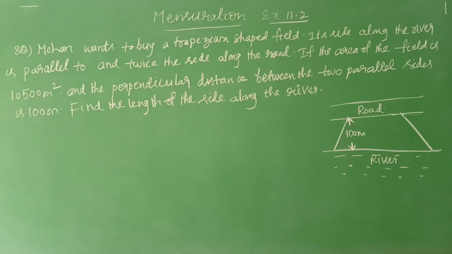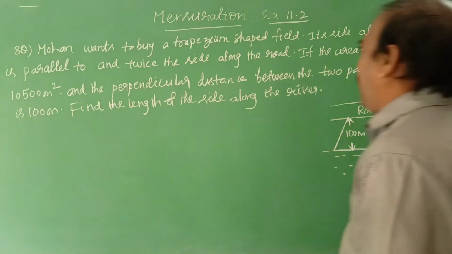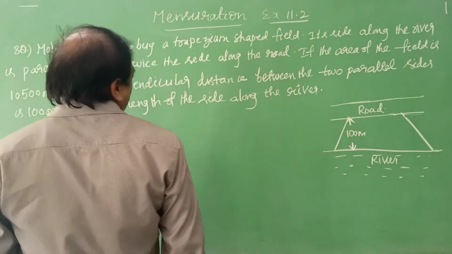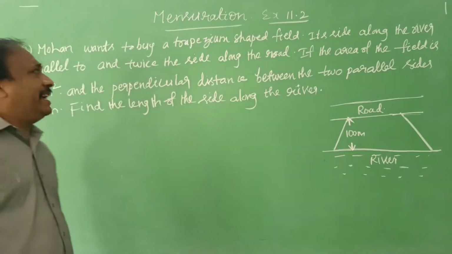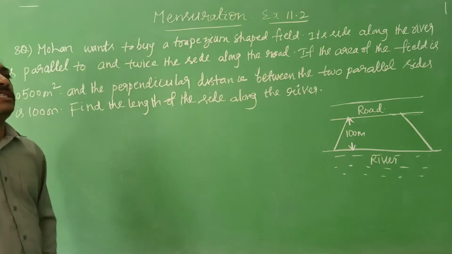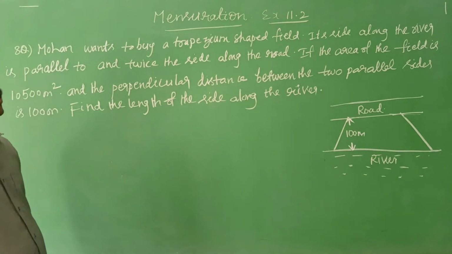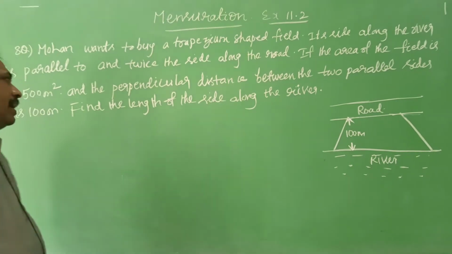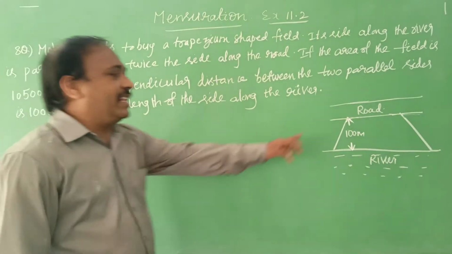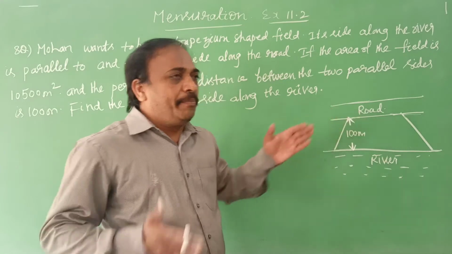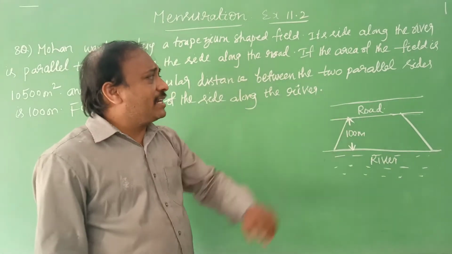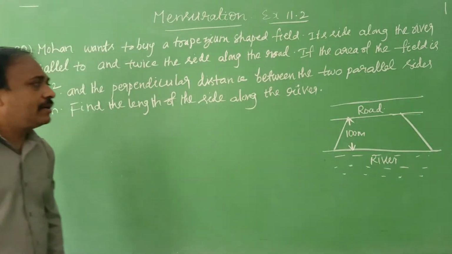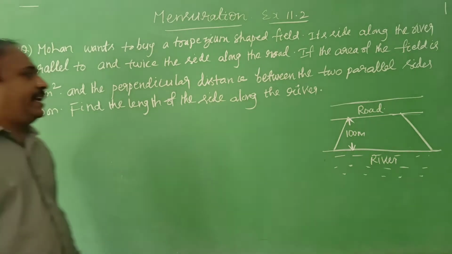Now question number 8. Mohan wants to buy a trapezium shaped field. Its side along the river is parallel to and twice the side along the road. If the area of the field is 10,500 meters square and the perpendicular distance between the road and river, those two parallel sides, is 100 meters, find the side along the river.